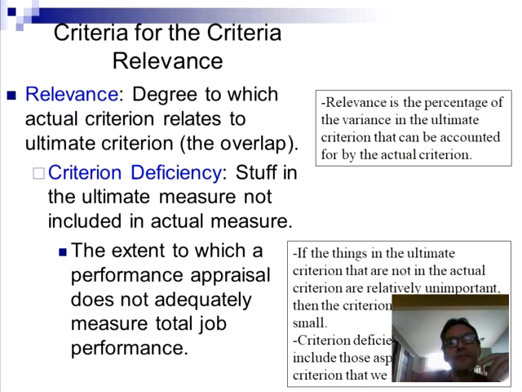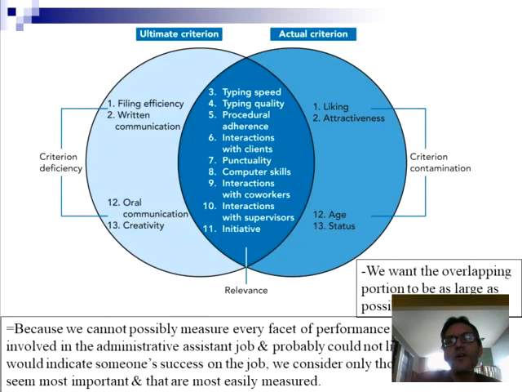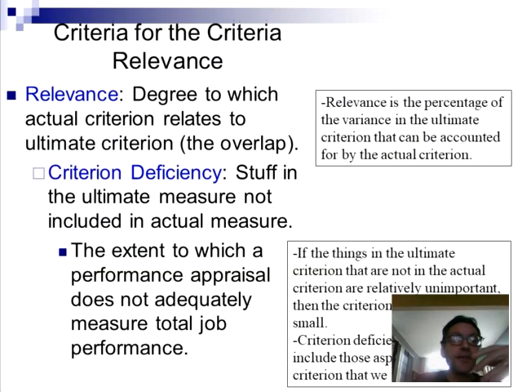Criterion deficiency: stuff in the ultimate measure not included in the actual measure. In other words, all of those things on the far left side of this image, filing efficiency, written communication, oral communication, creativity, that's criterion deficiency, because you would like to measure it, it's part of your ultimate criterion, and ultimately what makes a good worker, but you're not actually measuring it, it's deficient.